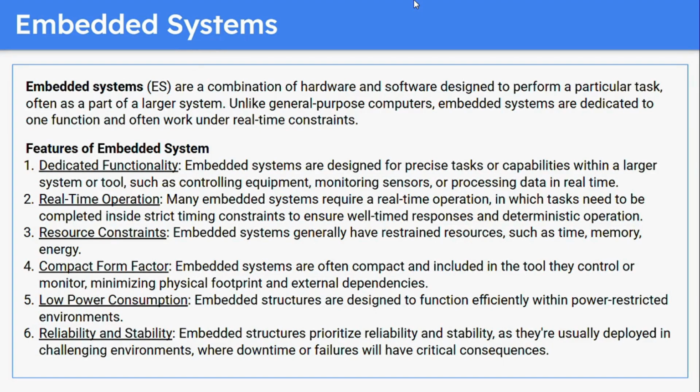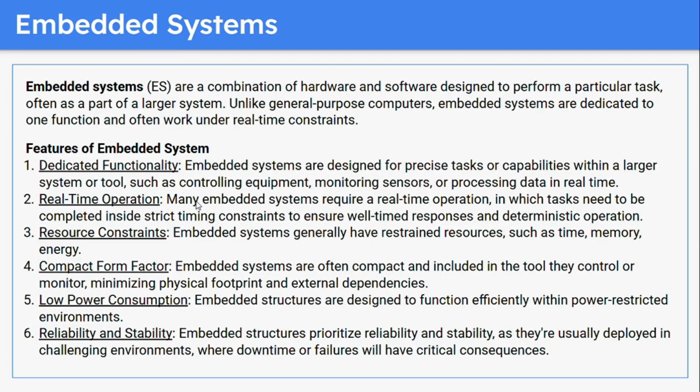1. Dedicated functionality. 2. Real-time operation. 3. Resource constraints. 4. Compact form factor. 5. Low power consumption. And 6. Reliability and stability. An embedded system has a dedicated functionality because it is designed for a precise task such as controlling equipment, monitoring sensors, or processing data in real time.